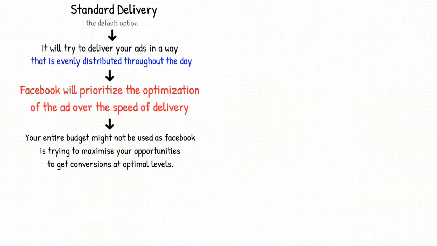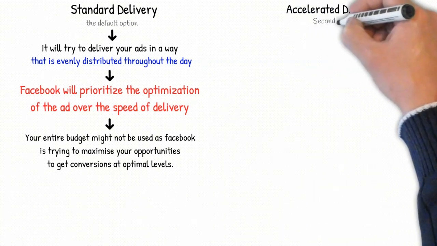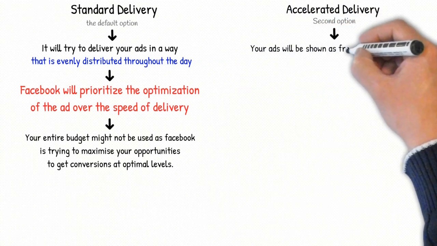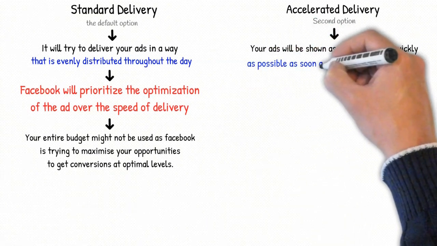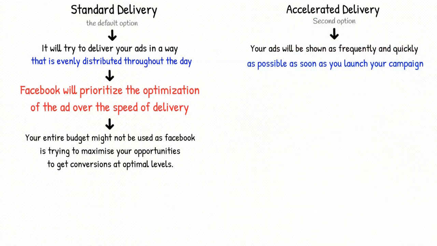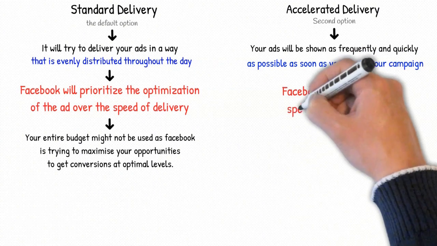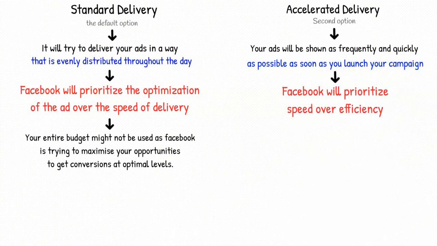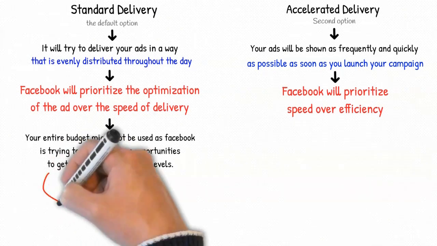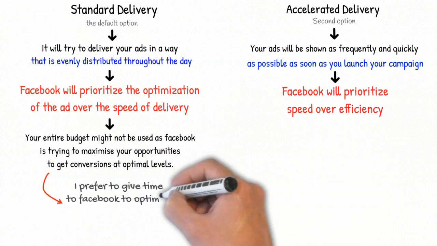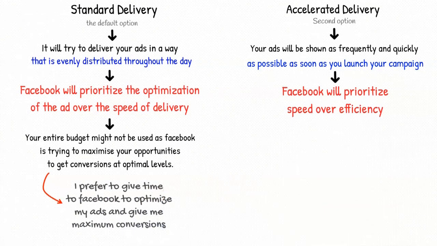at optimal levels. With the accelerated delivery method, your ads will be shown as frequently and quickly as possible as soon as you launch your campaign. Facebook will prioritize speed over efficiency. In my case, I rarely use the accelerated delivery. I prefer to give time to Facebook to optimize my ads and give me maximum conversions.